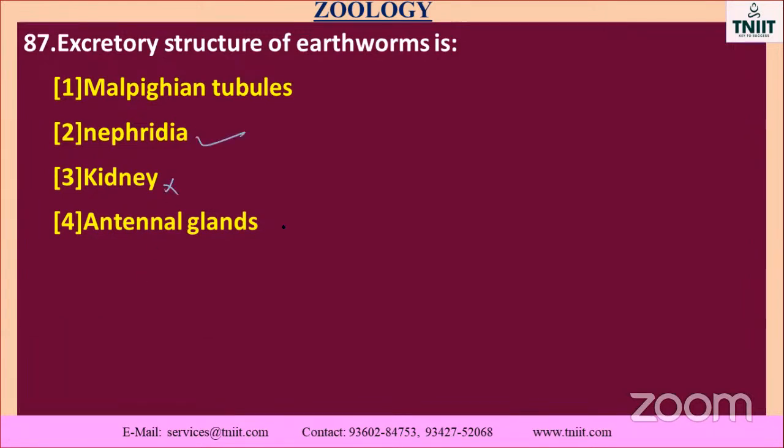And kidney is not there. Adrenal? Antennal gland? There is no antennal gland here. The gland is there, but not here. Excretion of earthworm: Malpighian tubules will not come. Cockroach has those. So nephridia is the correct one. But there are many types of nephridia present here.